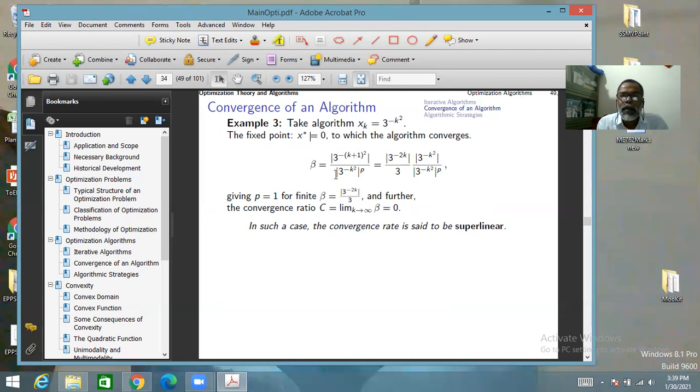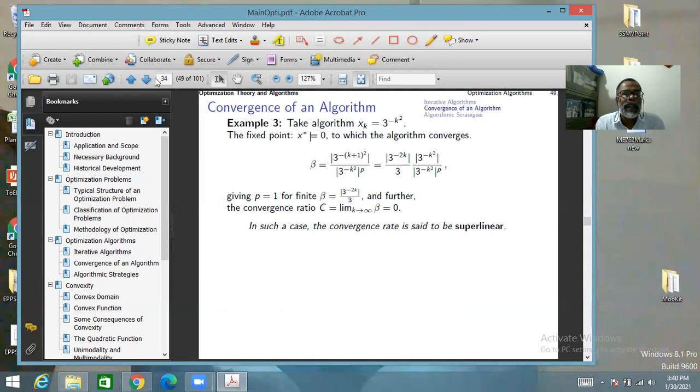And then beta, finite beta will be this. And further, for convergence ratio, you will take its limit as k tends to infinity. And then you find that it is 0. And this kind of situation where officially the rate of convergence is linear because p turns out to be 1, but when you try to find out that ratio by taking this limit, the ratio turns out to be 0, then you say it is linear but very good kind of linear, and that is superlinear. So in such a situation, the convergence rate is said to be not just linear but superlinear.